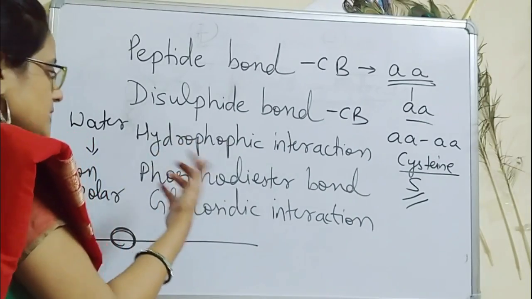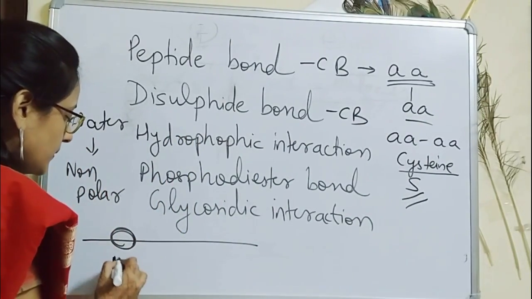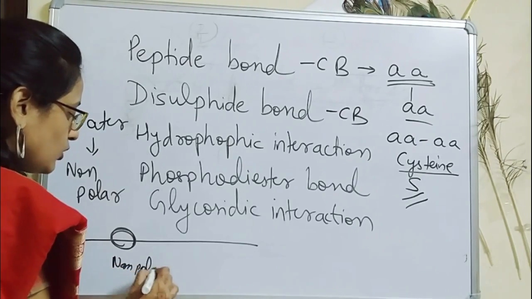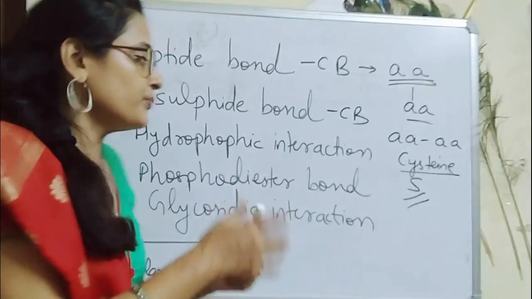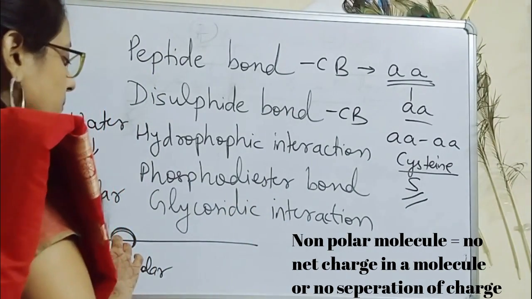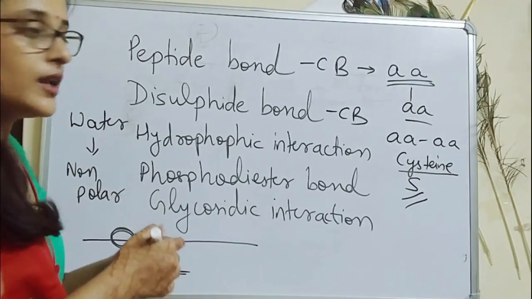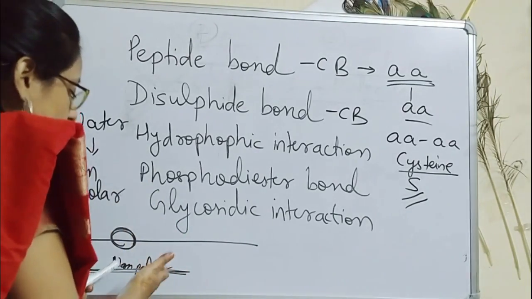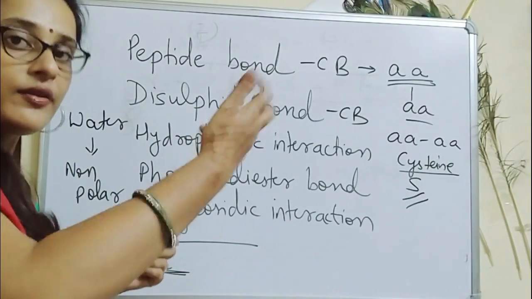Let's suppose there is a protein and there is a non-polar amino acid. Now you all know the meaning of non-polar, that is a molecule where there is no charge separation. So that non-polar amino acid will interact with water molecules which are present in our body. Because of this water, the non-polar amino acid will try to move away from it.